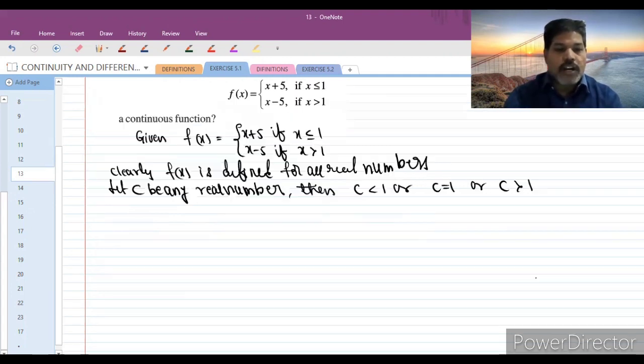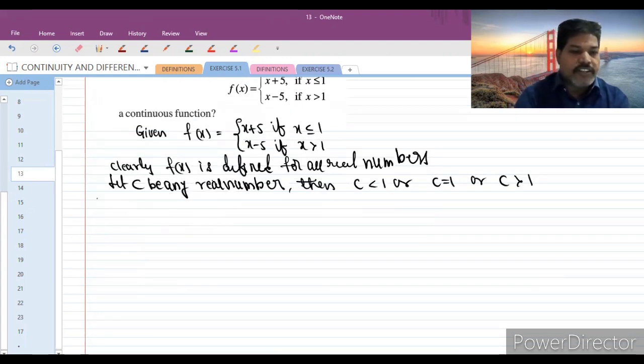So from this one, I will take the first case. Case number 1: if c is less than 1, what happens? If c is less than 1, f of c is equal to what, students? If c is less than 1, the f of x value is x plus 5.